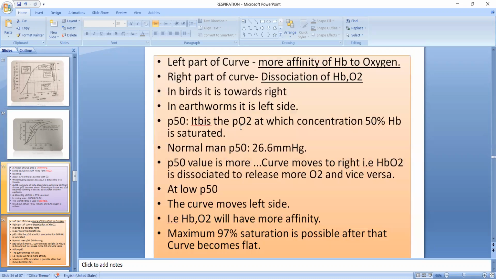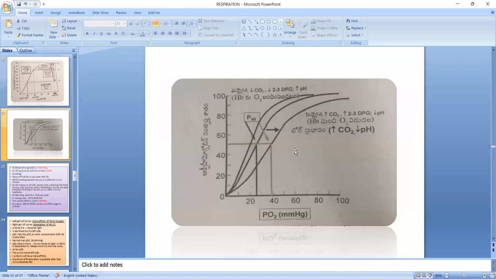ఇది అయిపోయింది, రైట్. సో ఇది చూడండి, in birds it is tilted towards right. ఎందుకు? So birds are flight organisms. They require more energy for flight. Okay, so they require more oxygen. So more dissociation takes place. కాబట్టి బర్డ్స్ లో ఇదే గ్రాఫ్, ఇది నార్మల్ హ్యూమన్ బీయింగ్, ఇది బర్డ్ యొక్క గ్రాఫ్ గా కూడా మనం దీన్ని చూపించవచ్చు, ఎందుకు అంటే it requires more oxygen.